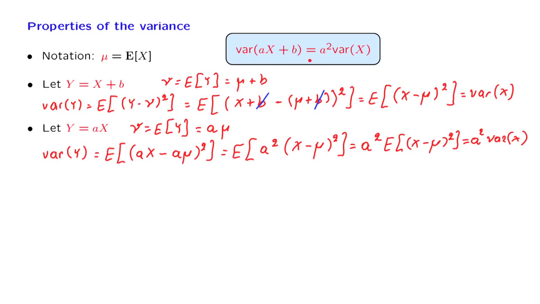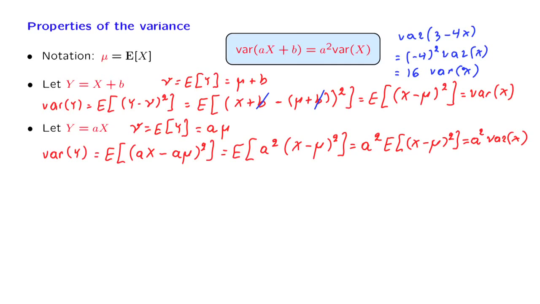Putting together these two facts, if we multiply a random variable by a, the variance gets multiplied by a squared. And if we add a constant, the variance doesn't change, and this establishes this particular fact. As an example, the variance of, let's say, 3 minus 4x is going to be equal to minus 4 squared times the variance of x, which is 16 times the variance of x.